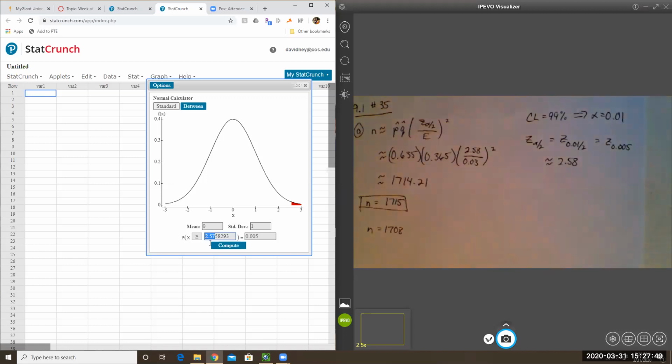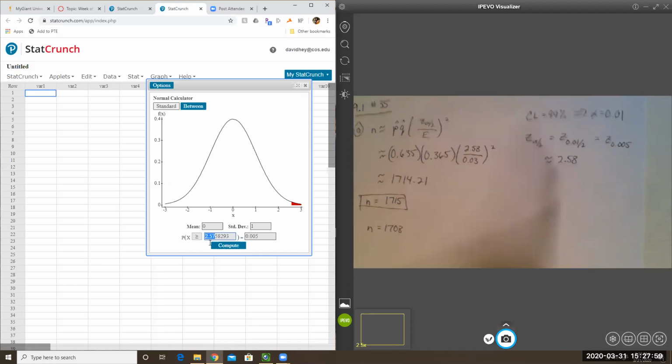And I suspect that the reason for that is because they probably rounded this number differently. Instead of saying 2.58, maybe they said 2.576, you know? Maybe they rounded this to 3 decimal places instead of 2 decimal places or something like that. So just out of curiosity, I'm going to replace the 2.58 here with 2.576 and see if I can get closer to what the book is saying the answer should be.